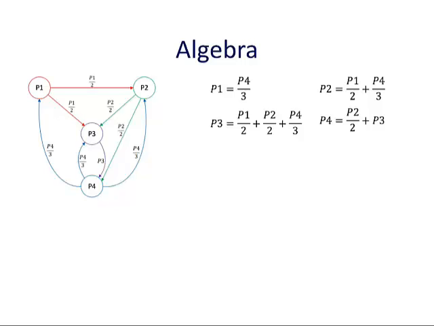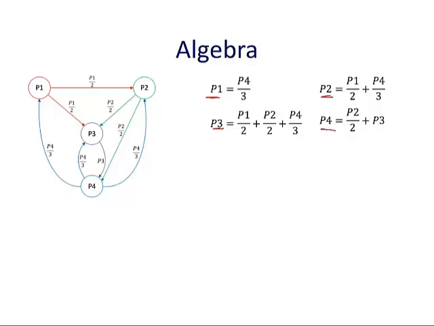So here's where we are so far. We have these four equations and four unknowns, and we want to solve for these unknowns, which are the importance scores of the web pages. So let's look at our equations for a second. These four over here.